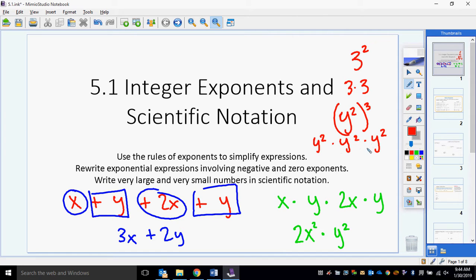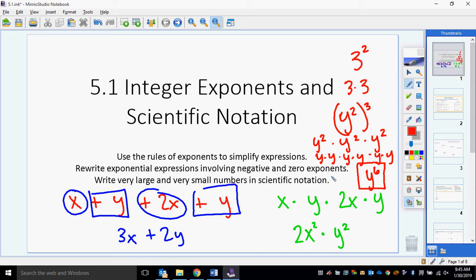How many y's is that? You know, I'm not combining like terms. Y squared means y times y. This y squared is y times y. This y squared is y times y. So I have 1, 2, 3, 4, 5, 6 y's being multiplied by each other. Isn't that y to the 6th?